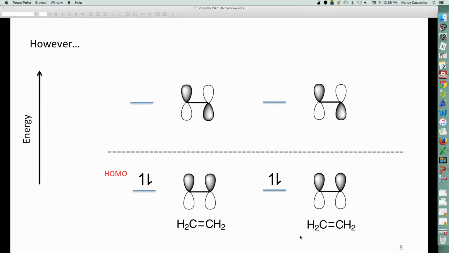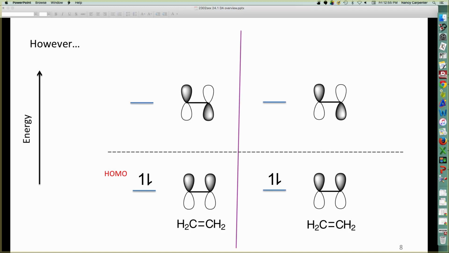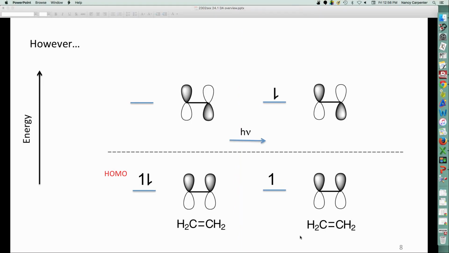However, there's always a however, right? What if our whole HOMO and LUMO thing changes around? Again, we've got our ene and our enophile, and the HOMO of the one is still the same, of course. But what if we zap the molecule with h nu, or energy from heat or whatever, to promote one electron from the ground state up into the excited state? Well, no problem there. We see that in UV-vis all the time, right? So that happens. We know that happens.